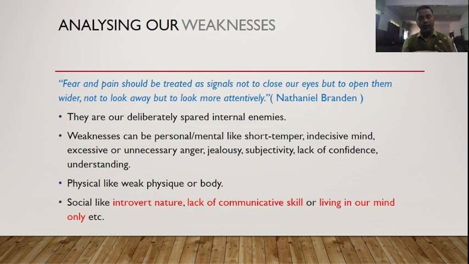If I am afraid of talking to people, if I am afraid of meeting people, if I don't like crowds, if I don't like the company of so many people together, I feel uncomfortable among people. This is called introvert nature. This is a social weakness. And then lack of communicative skill: knowing how to communicate with people properly is communicative skill. If you lack it, it is a weakness. You should remove it, and then living in our own mind only. So these are in short the weaknesses of three types. If we have them, we should remove them.